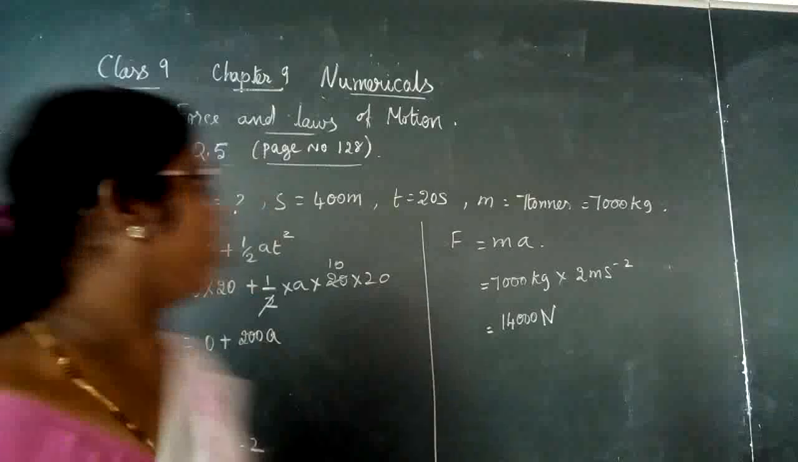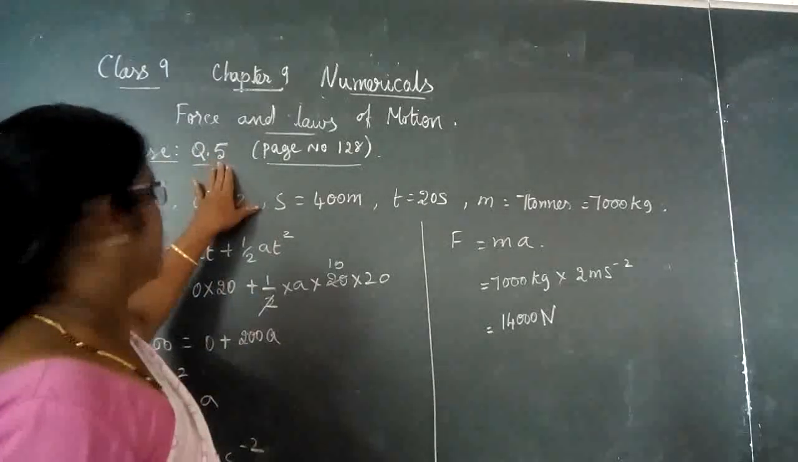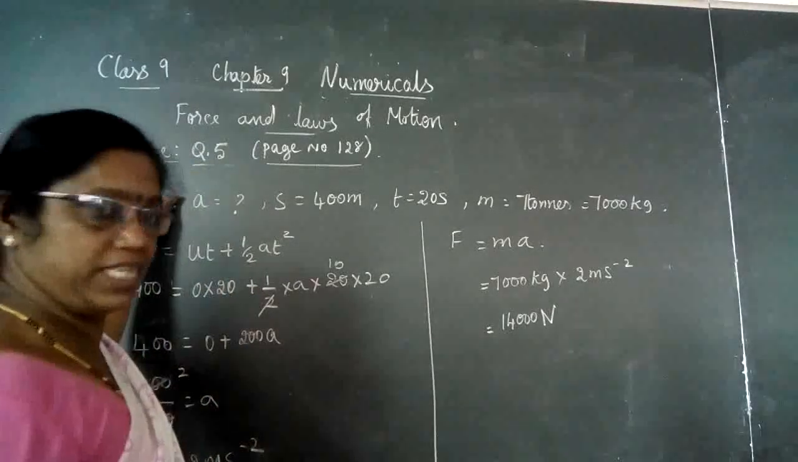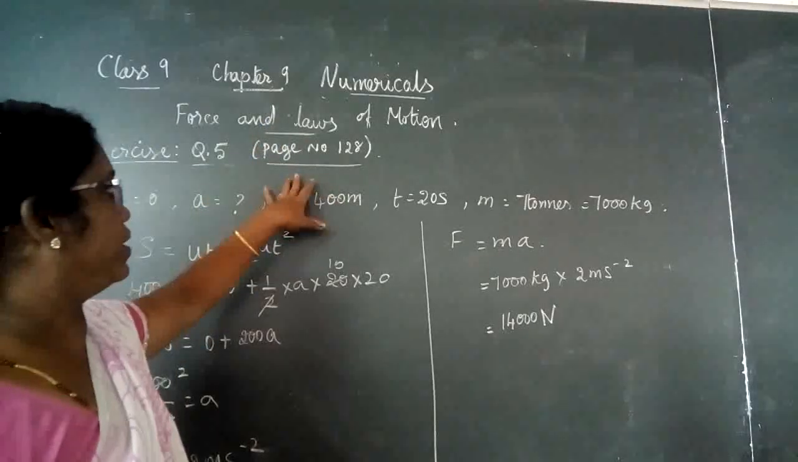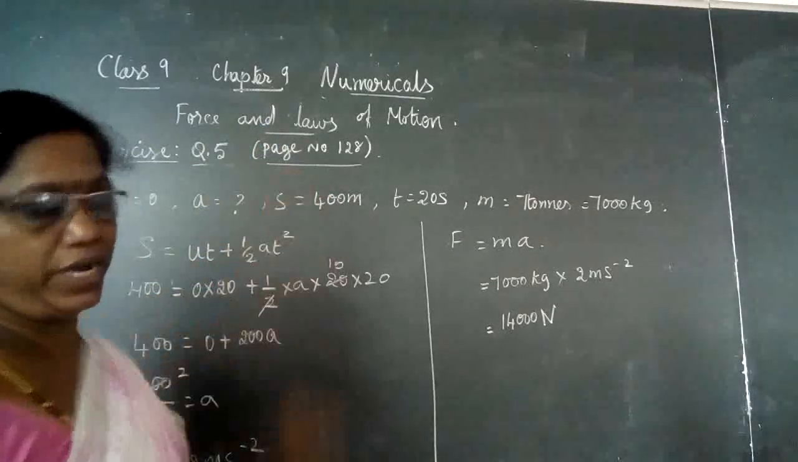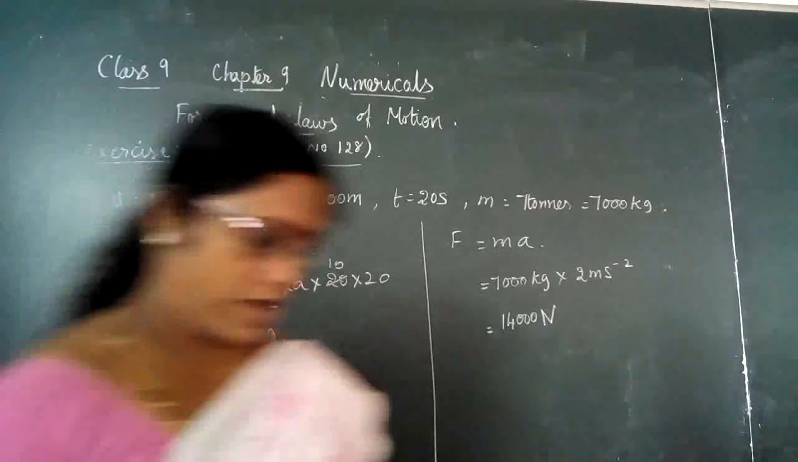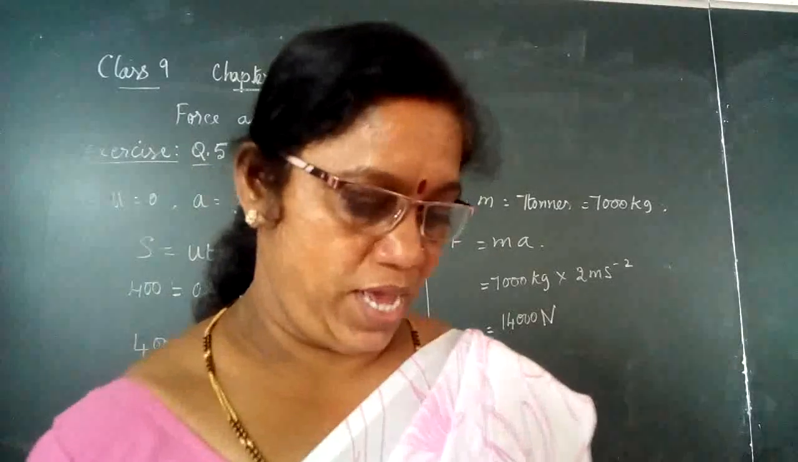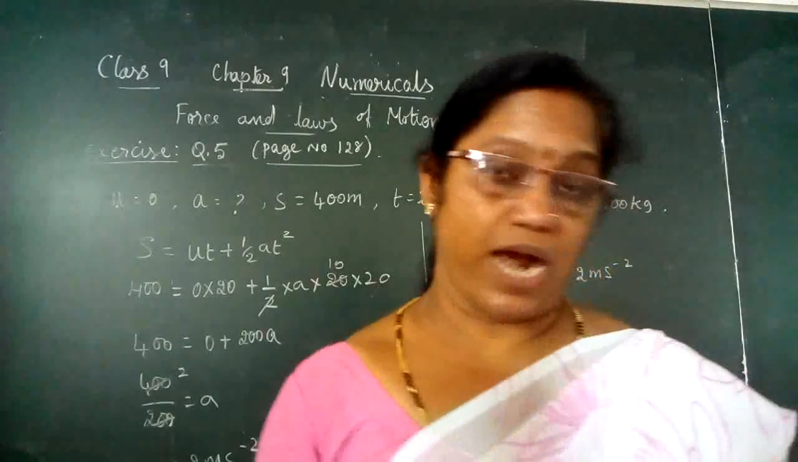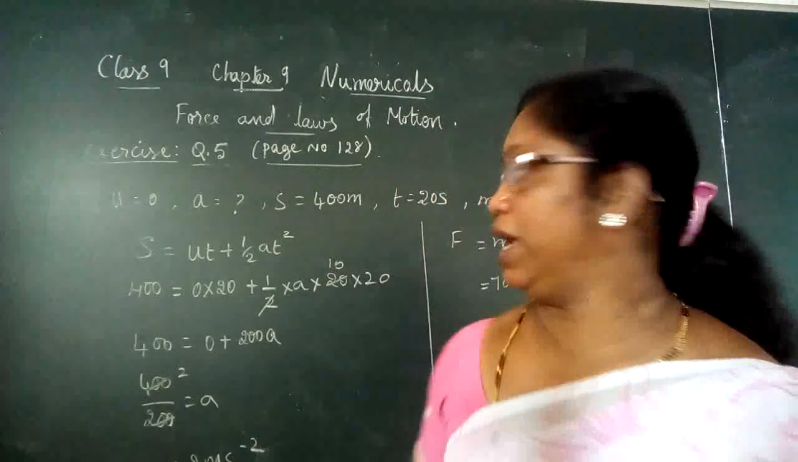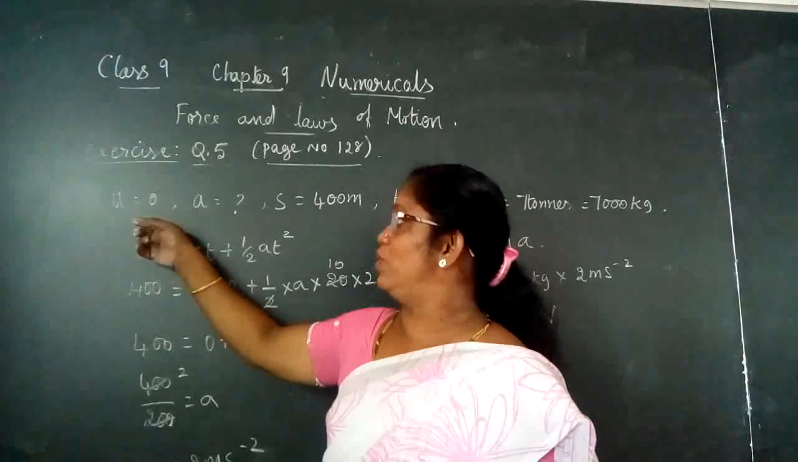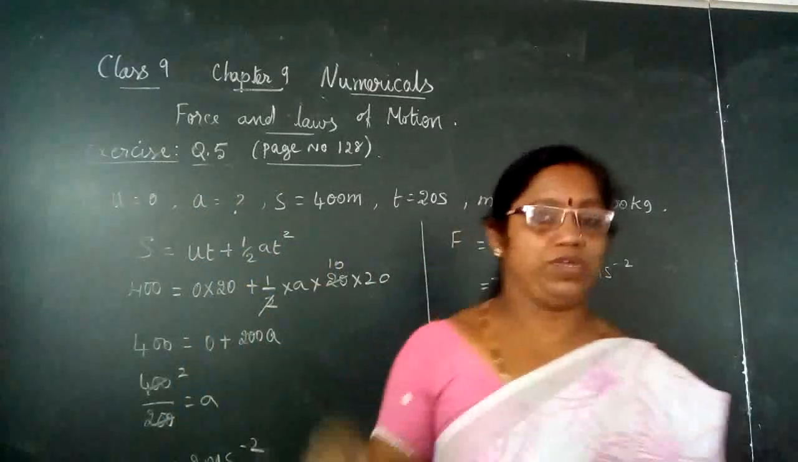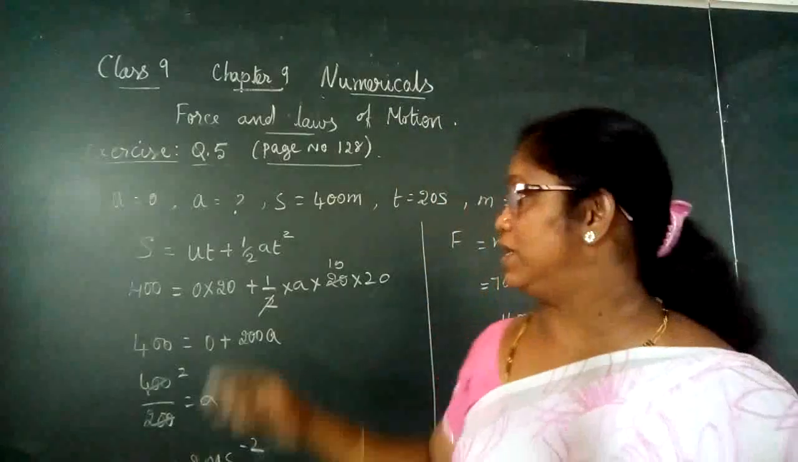Now let us solve question number 5 from the exercise of this lesson, force and laws of motion. It is given on page number 128. It is given that a truck starts from rest. Hence we are writing the initial velocity as 0. It is moving down with a constant acceleration.